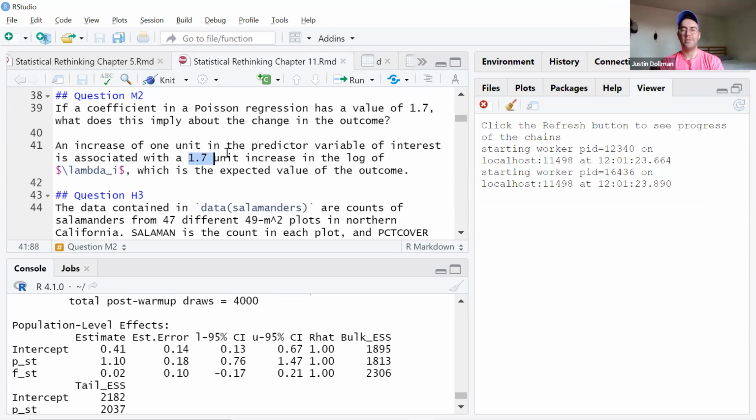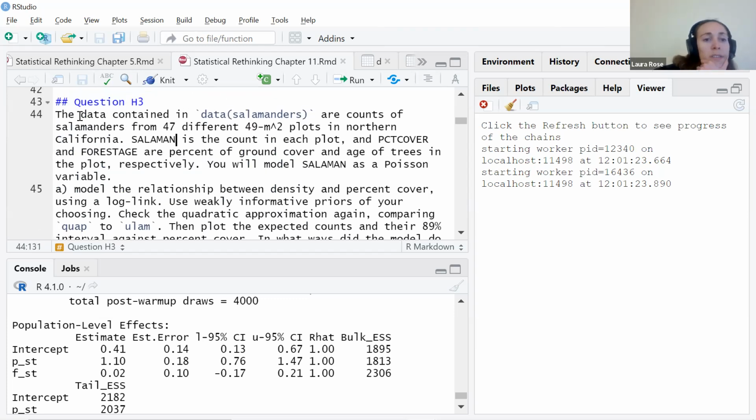So if you do exp 1.7 in R, you basically get 5.5. So for every 1 unit increase, it's multiplied by a factor of 5.5 on the original scale. So that's that exponential increase. Okay, but I think that's right.